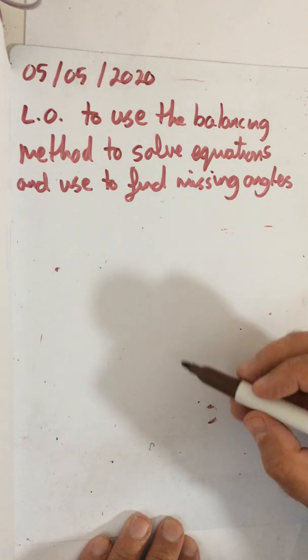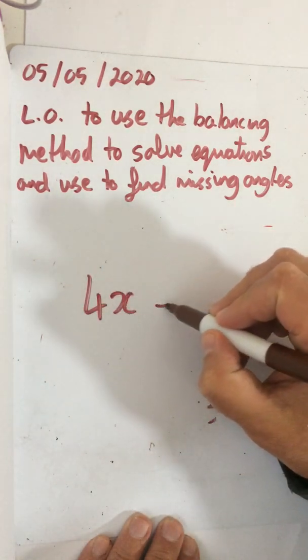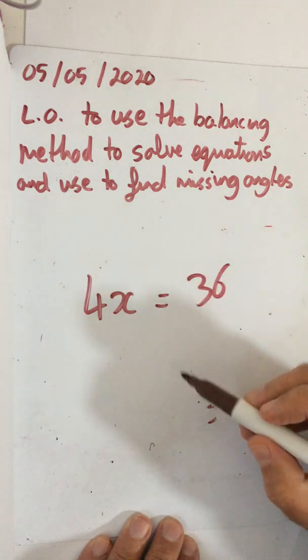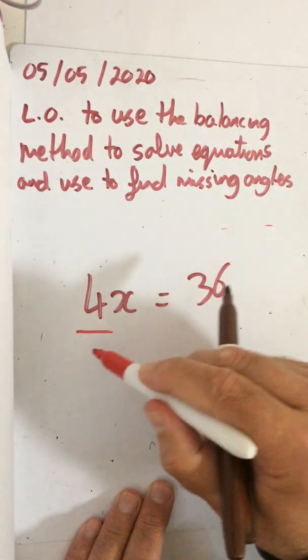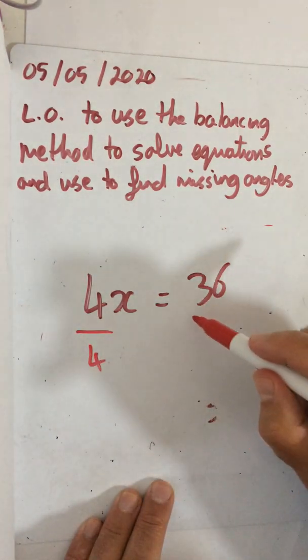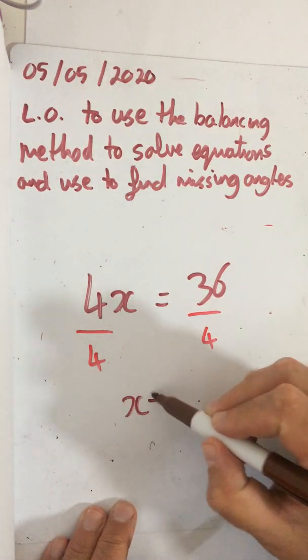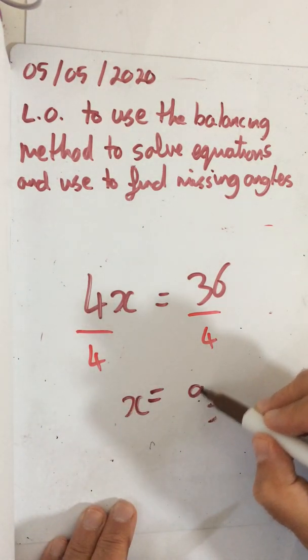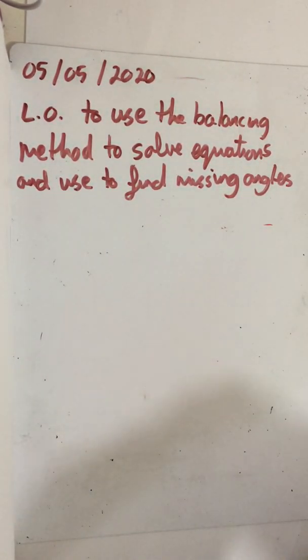Right, let's do a nice straightforward one. 4x is equal to 36. So remember, this is 4 times x, so I'm going to divide that by 4, which means I also have to do the same to the other side, dividing by 4. That will give me x. x equals 9. Okay. Right, let's have a go at these questions here, please.